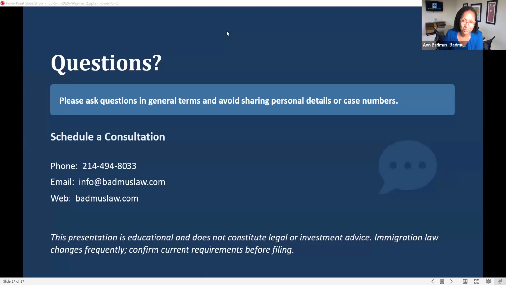Oh, and also, those fees I just mentioned were related to the EB-5 I-526E petition or I-526 petition. That does not include adjustment of status fees. So our fees for that is 2,500 for each adjustment of status application as well, plus application fees.